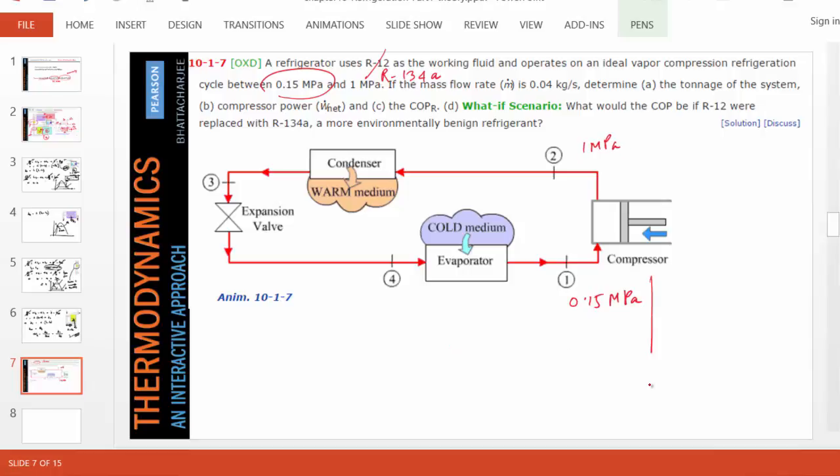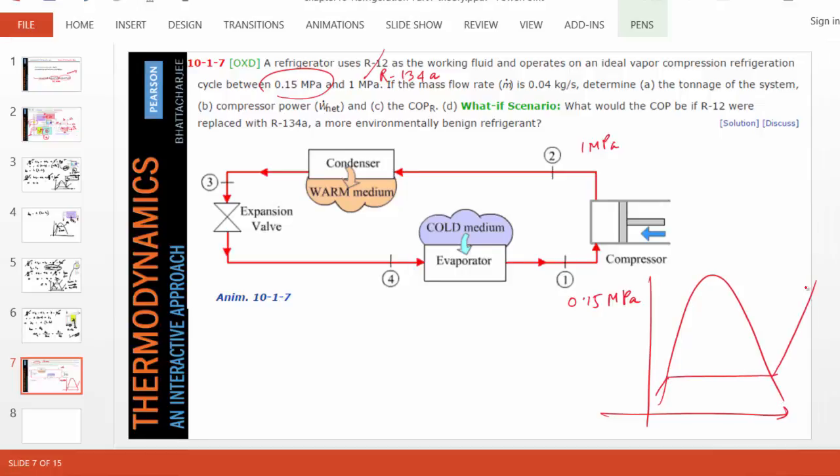If we draw the TS diagram, this is the lower pressure. State 1 is saturated by definition in an ideal vapor compression cycle, and isentropically we raise the pressure to state 2. From 2 to 3 heat is transferred out, and 3 is again saturated liquid, and 3 to 4 is isenthalpic expansion in the expansion valve reaching 4. What we are after is Q dot C. This is our Q dot C, how much heat is added in the evaporator, and this is our W dot C.